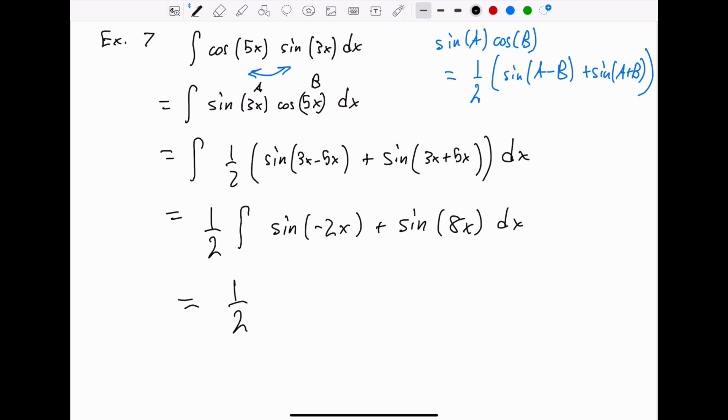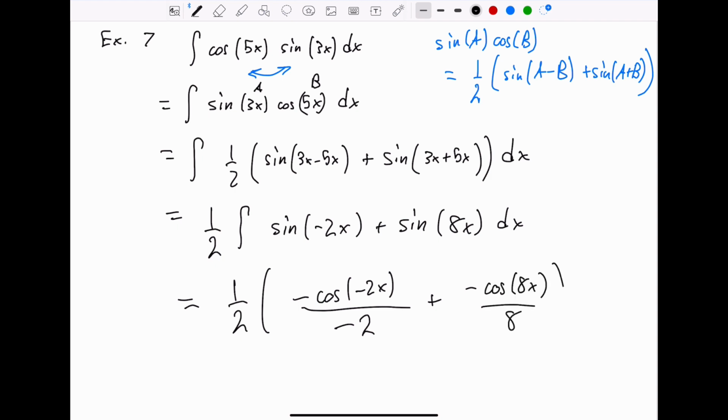The antiderivative of sine is negative cosine of negative 2x, and to compensate from chain rule for the negative 2, I divide this by negative 2. For the second function, the antiderivative of sine is negative cosine of 8x, and again I divide by 8 to compensate for chain rule. Add a plus c, this is the answer.